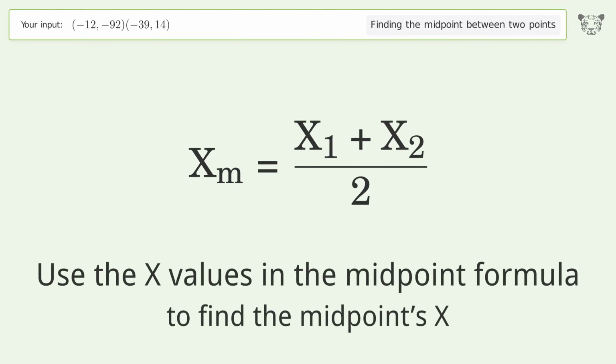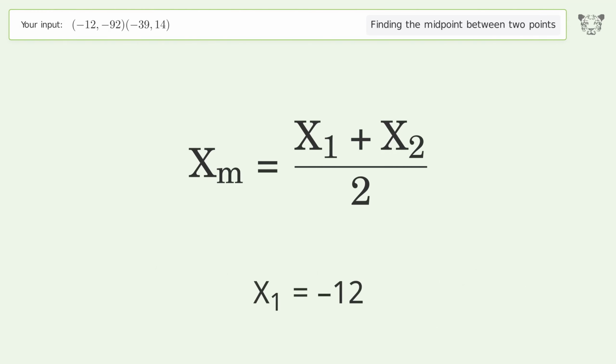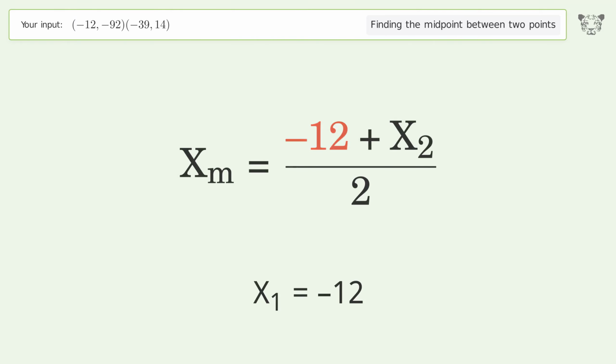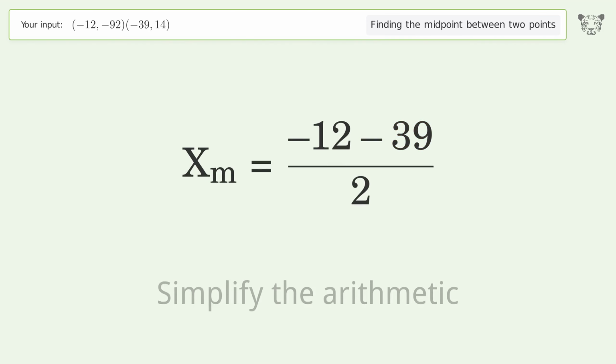Use the x values in the midpoint formula to find the midpoint's x. x1 equals -12. x2 equals -39. Simplify the arithmetic.